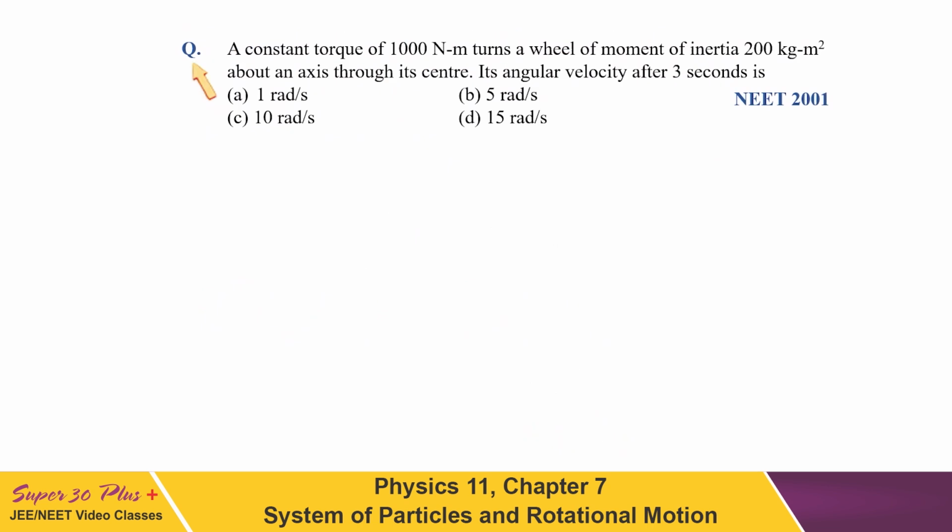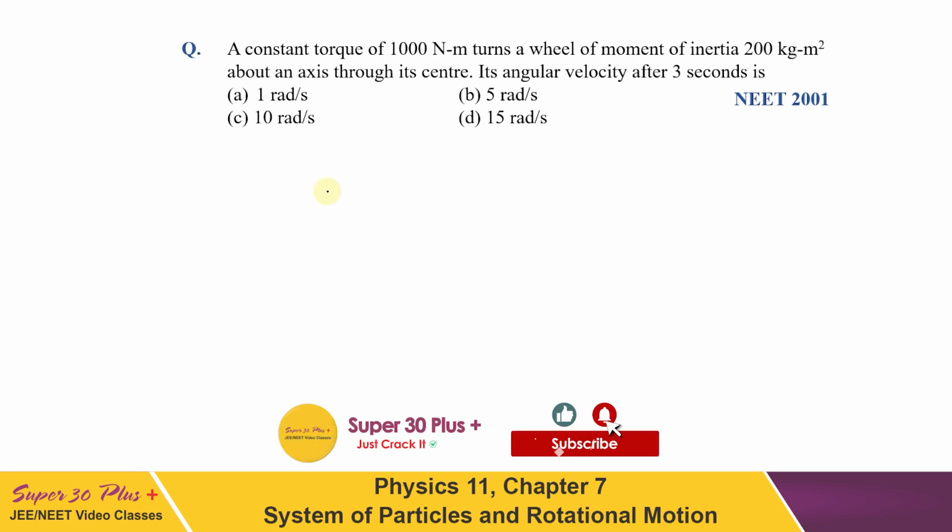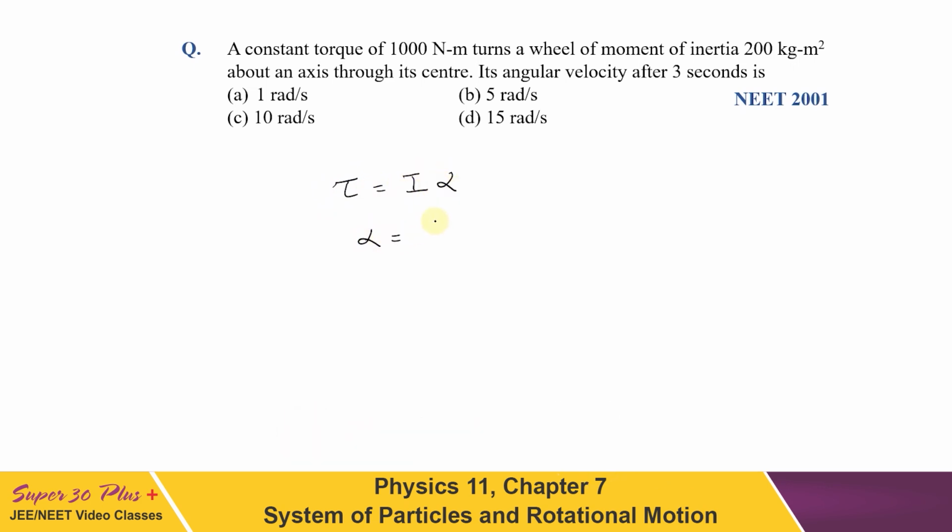Now the next question is, a constant torque of 1000 Newton meter turns a wheel of moment of inertia 200 kg meter square about an axis through its center. Its angular velocity after 3 seconds is, okay. So first calculate the value of angular acceleration, as torque is given here. We can write torque is equal to I alpha. Now alpha can be written as torque upon moment of inertia. Torque is 1000 provided and moment of inertia is given 200. So this is equal to 5 radian per second square.